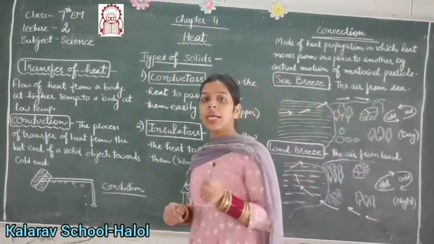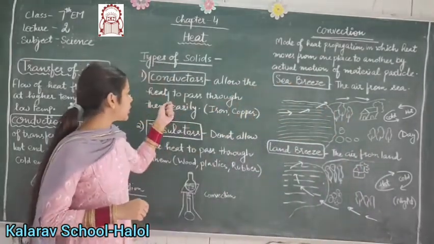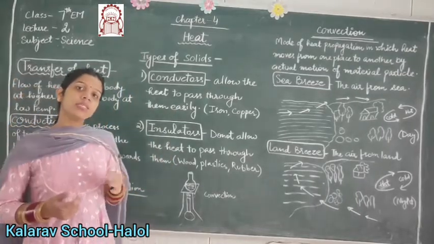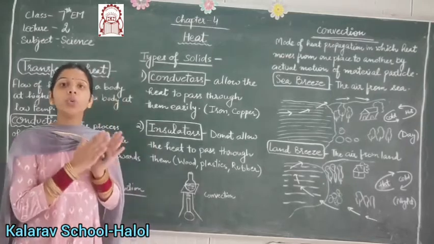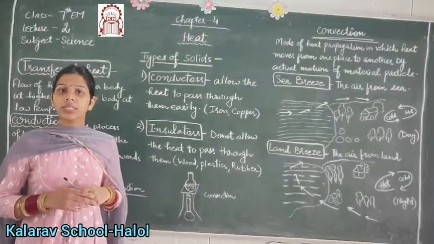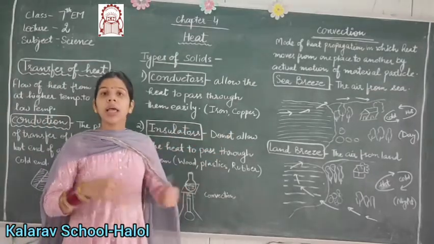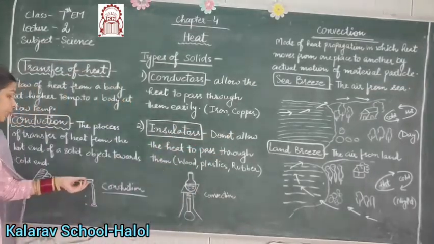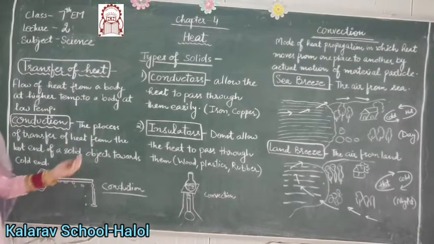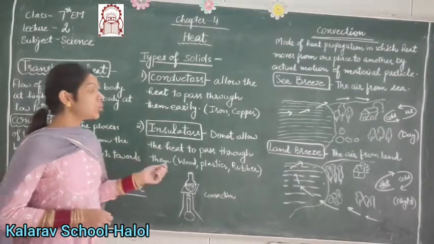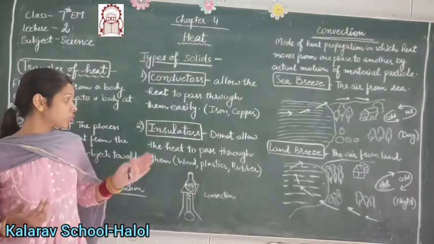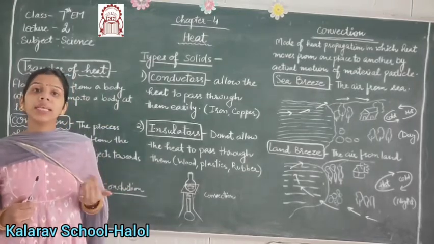Here we have two types of solids, that is conductors as well as insulators. Conductors are the substances which allow heat to pass through them very easily. A few examples of conductors are iron, copper, aluminium. As you see here, the aluminium rod allows heat to pass from one end to the other. Next is insulators. Insulators are the substances which do not allow heat to pass through them, such as wood, plastic, rubber.